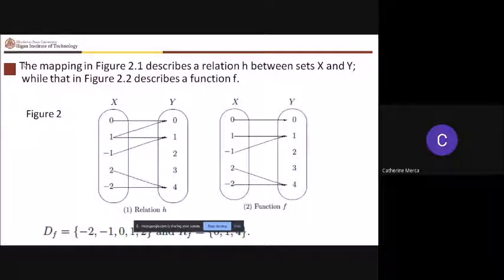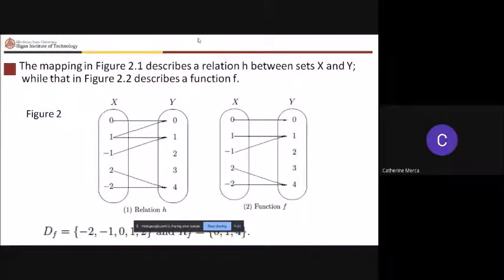Okay, so we have here the mapping from x to y. You take a look at the mapping from x to y. What are the elements of x? What is the domain? Anyone? What are the domains? Which is the domain here? Okay, no sound again. X. What are the elements?